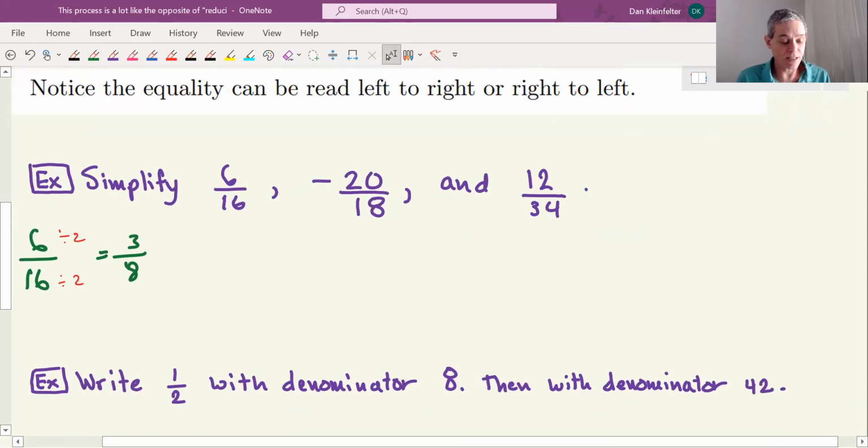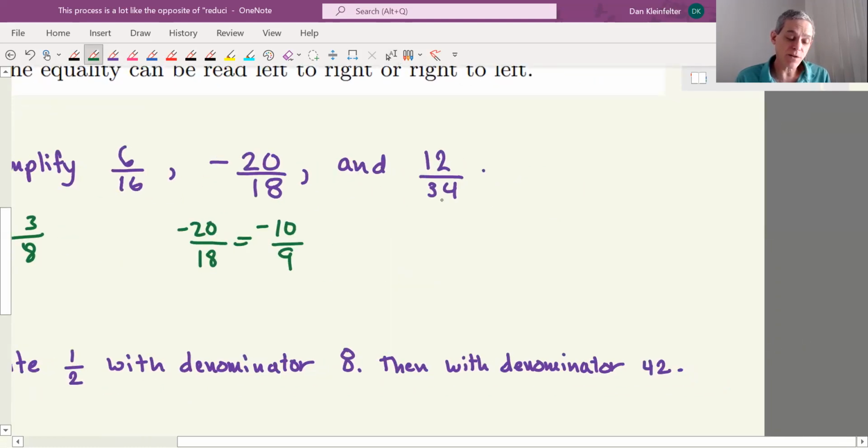Let's go ahead and try these other two. So negative 20 over 18. Here again, the numerator and denominator happen to be divisible by 2. And so if we divide by 2, we'll have negative 10/9. Okay, 12/34. Sorry, looks like I made all these divisible by 2. So let's make one that's more interesting. Let's make this last one 12/36 instead.